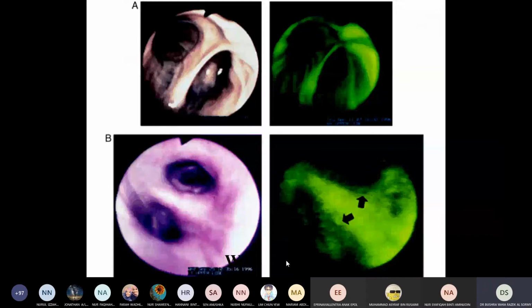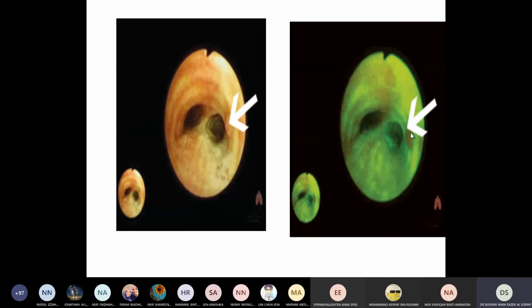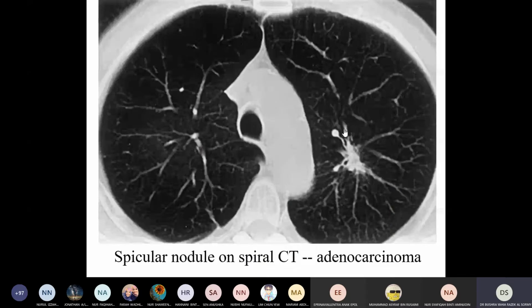Okay, so we can see this is by LIFE. They can detect a very small lesion. Can you see the small lesion there? This is the tumor. The early changes of the tumor can be detected by immunofluorescence. This is by spiral CT scan. You can see this very small lesion there.